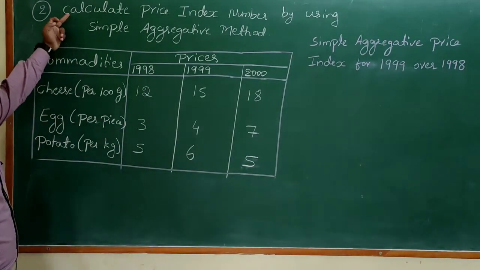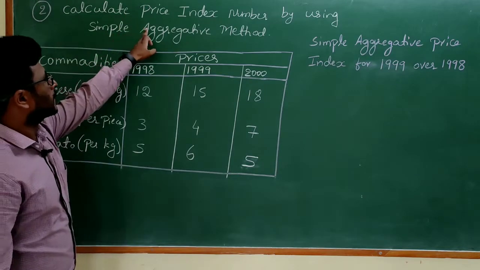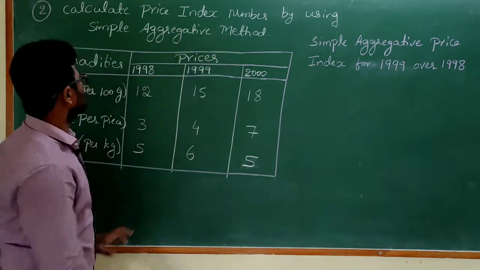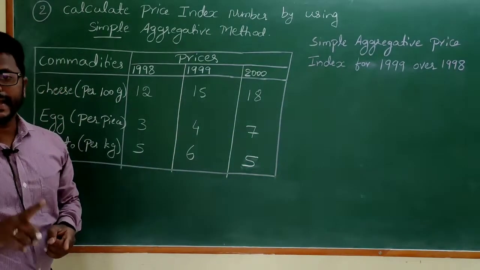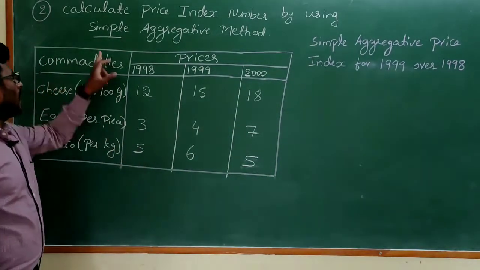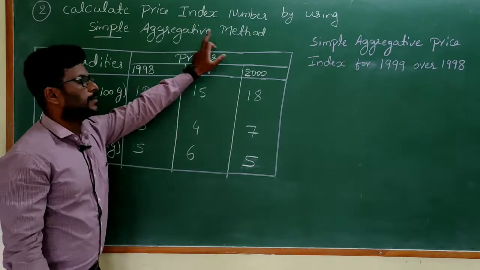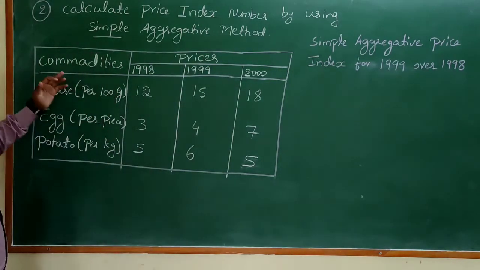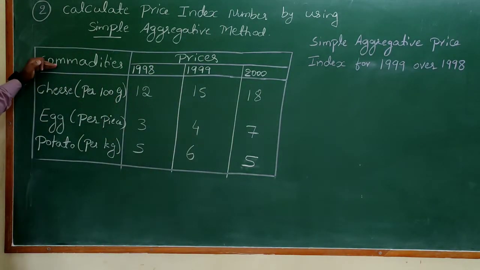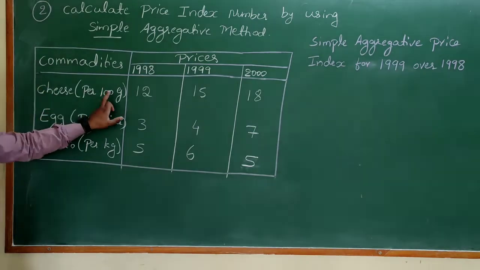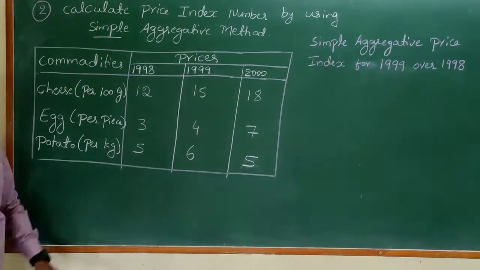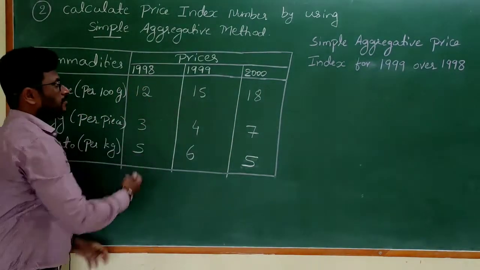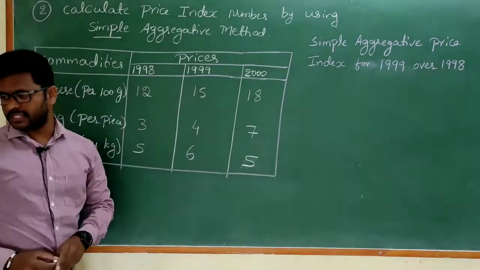So, let us know about the problem. Calculation of price index number by using the simple aggregative method. Simple aggregative method is also known as the unweighted aggregative method. In this problem they are given information on commodities: cheese per 100 grams, egg per piece, potato per kg. Here they are given information for 3 years.